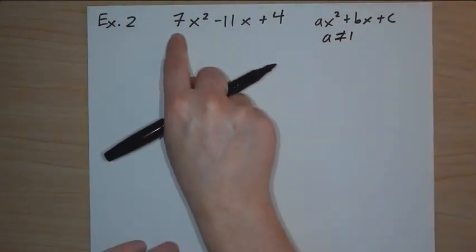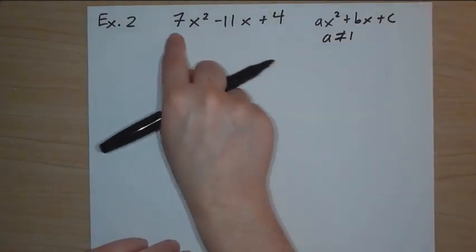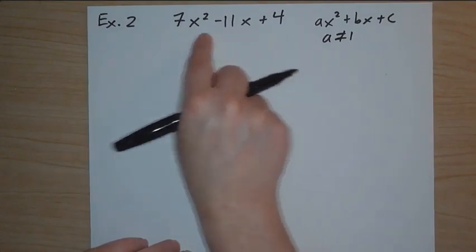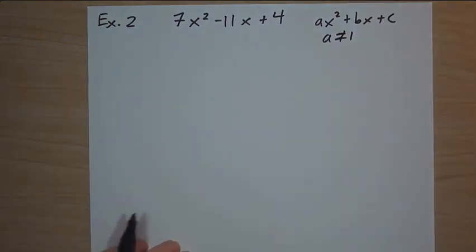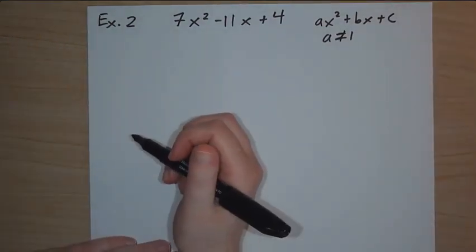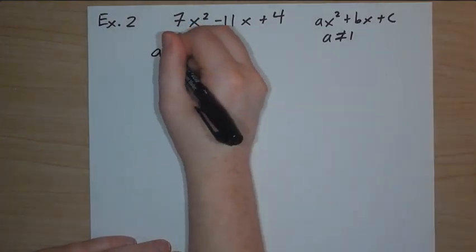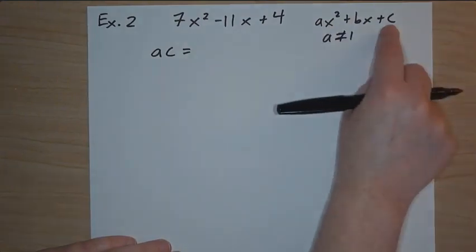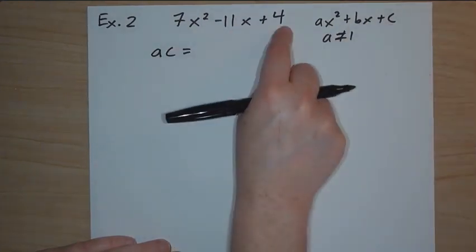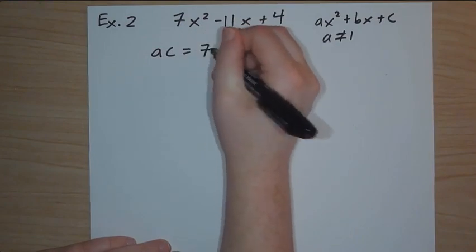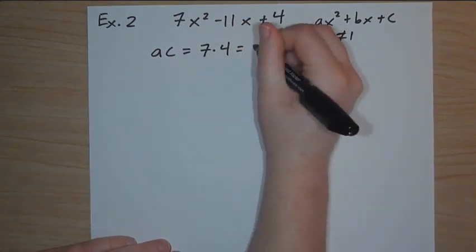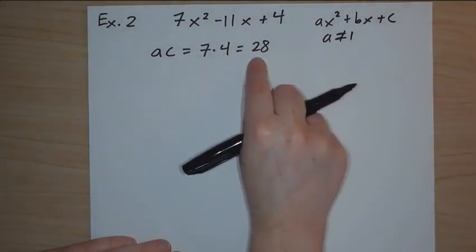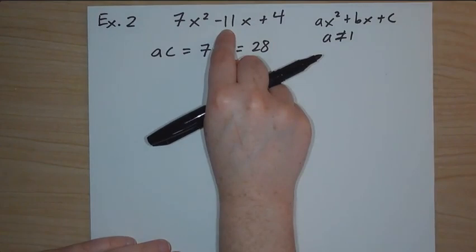So we're going to see if we can factor out any greatest common factor between 7x squared, negative 11x, and 4. You can't, so we're going to move on to the next step. So we're going to use the AC method to factor this. The first thing we're going to do is multiply our A and our C. So our A is 7 and our C is 4. So we're going to multiply 7 times 4. This is going to give us 28. And then we're going to see what factors of 28 are going to give us our B, our negative 11.